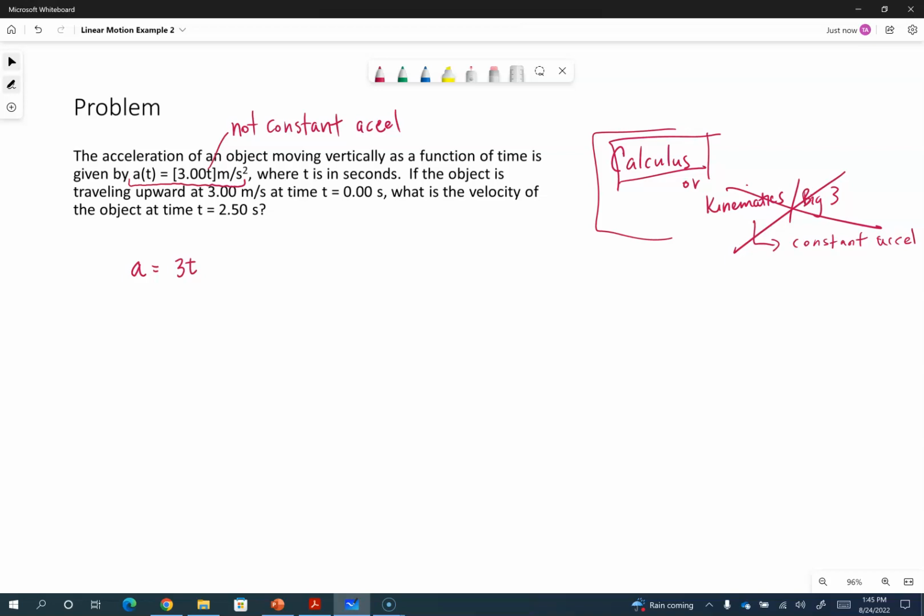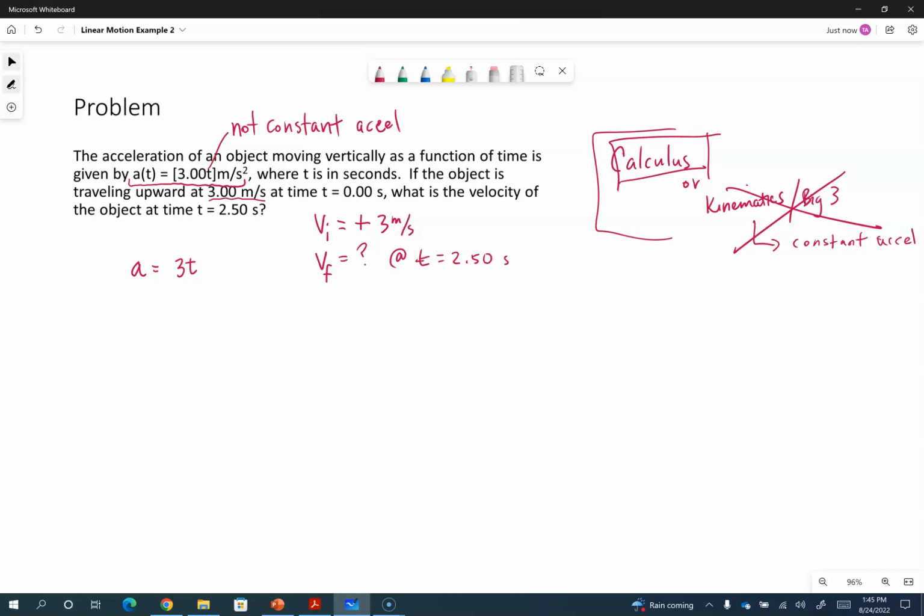We are given a velocity at time equals 0. That means that's an initial velocity. It's traveling upwards, so we do need to represent that it is positive, and the value is 3 meters per second. We're trying to find a final velocity, a velocity at time equal to 2.5 seconds.